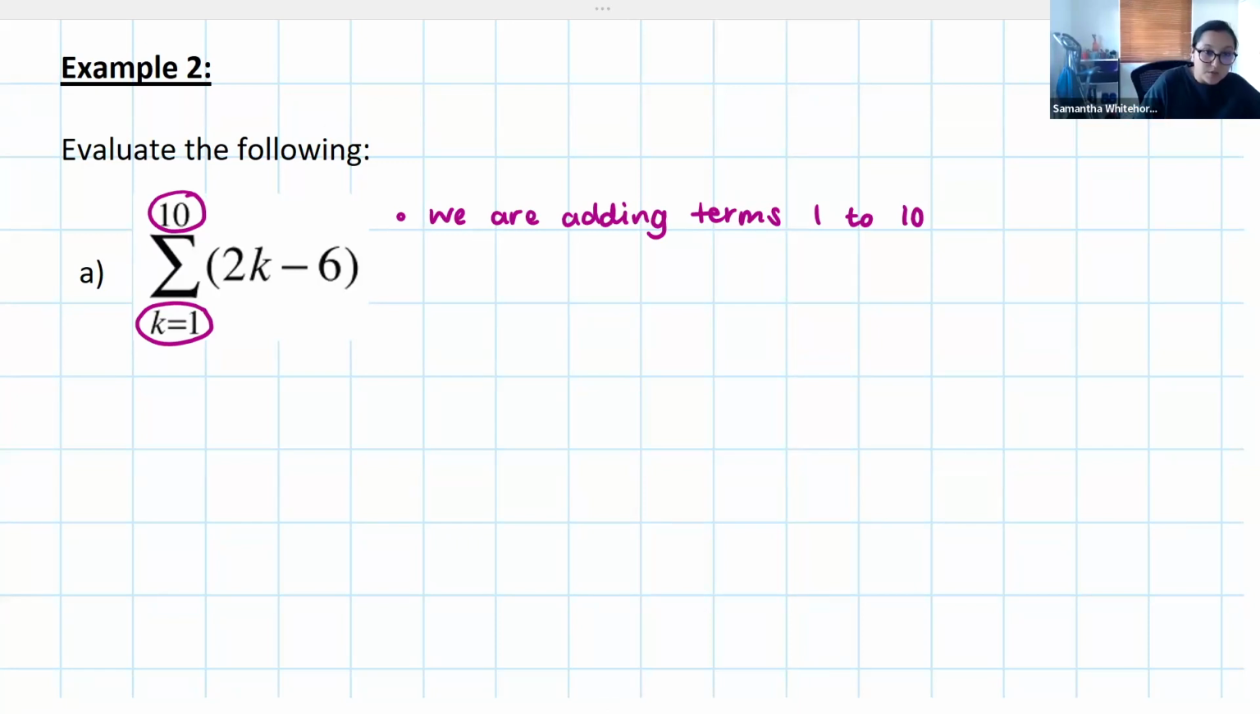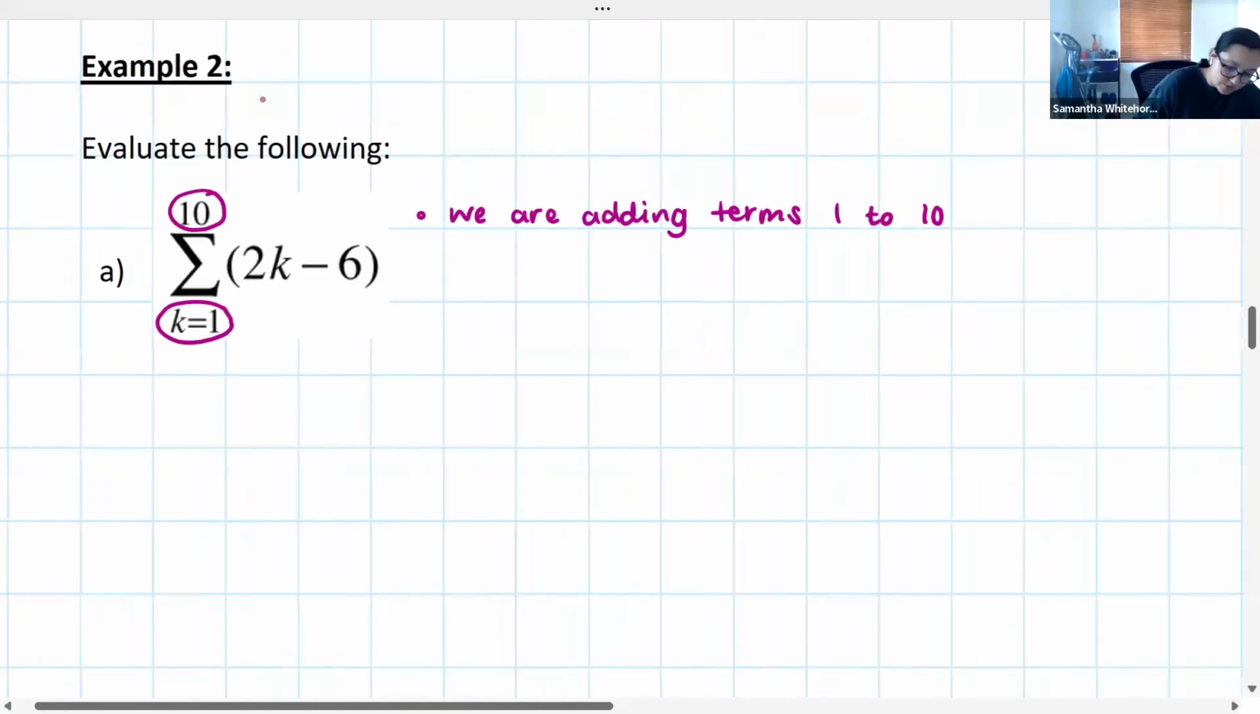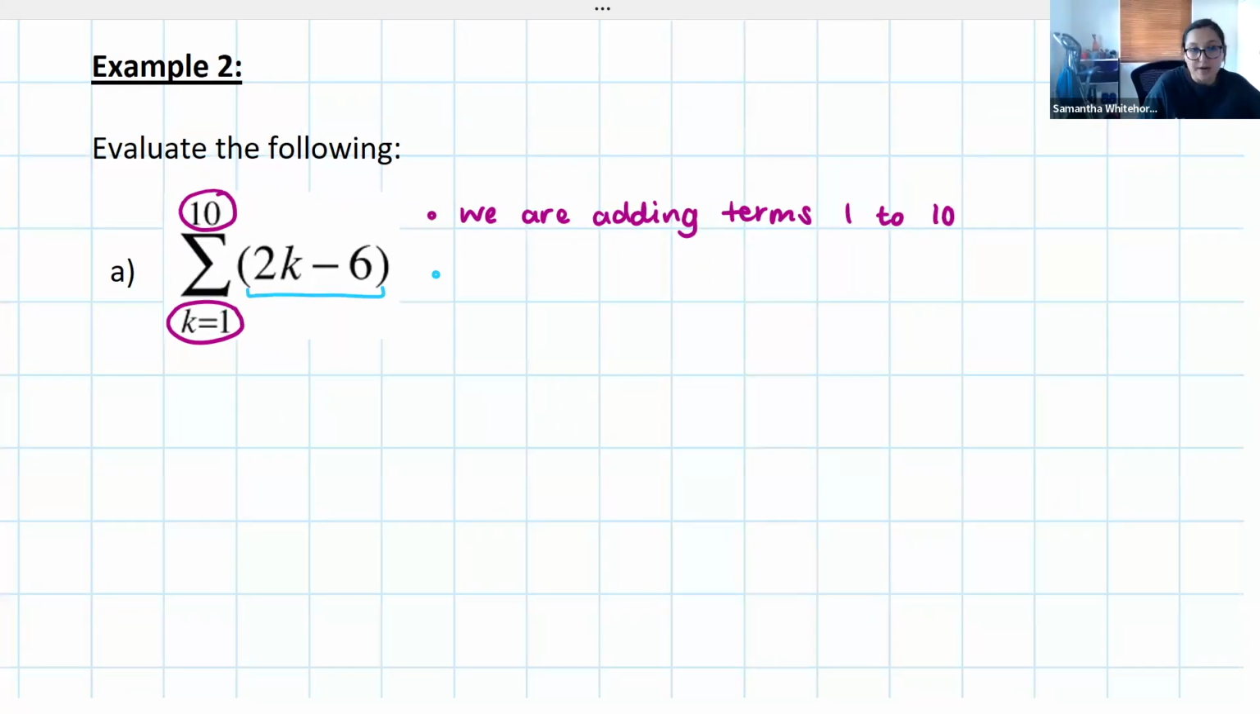Right, so we're adding terms 1 to 10. That's based on the numbers at the top and the bottom. The second bit of information that we need to take away from this is what series I'm working with. Now, we should be able to identify what type of series we have from our nth term. There's no n squared here, so it's not quadratic. There's no exponent here, so it's not geometric. This is just a linear expression. So we are dealing with a linear series.